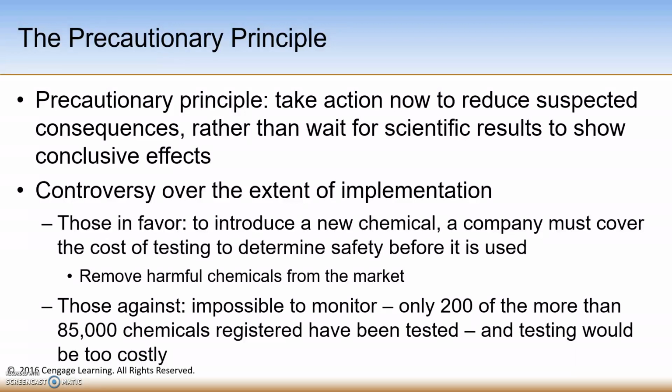Those in favor basically say that to introduce a new chemical, a company must cover the cost of testing to determine the safety before it's used. And those in favor also say remove harmful chemicals from the market and don't allow them to be used anymore. The people who are against the precautionary principle basically say this is impossible to monitor. Only 200 of the more than 85,000 chemicals registered have been fully tested, and testing the remaining chemicals would be completely cost prohibitive. I challenge you to form your own opinion about the precautionary principle. Please recognize that countries around the world are focusing more on pollution prevention to minimize chemicals in the environment.